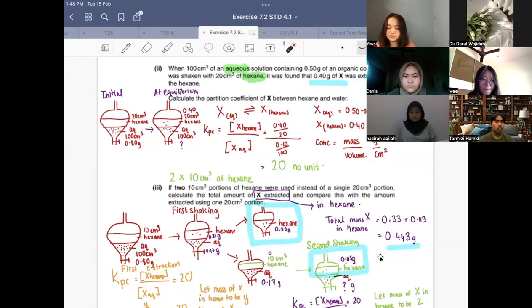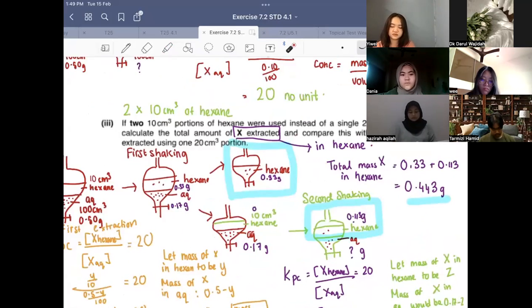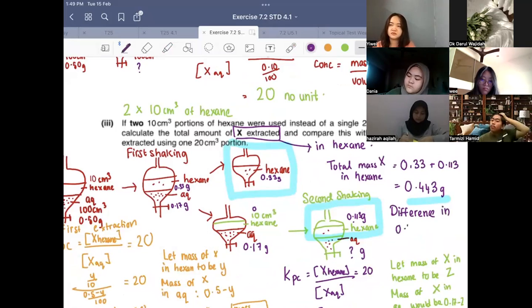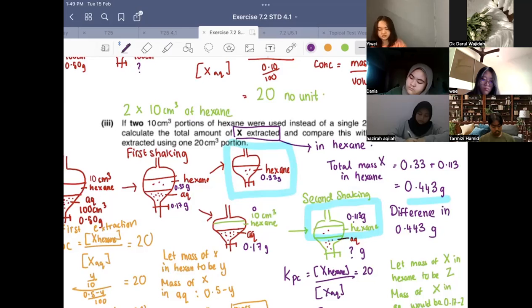And then they say to compare this with the amount extracted, they will say that the difference in 0.443 minus 0.40. There's a difference in 0.043 grams. Okay, so if you want to comment, difference in 0.443 grams. All right, so that is done.